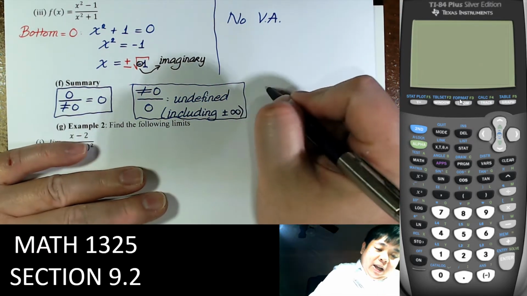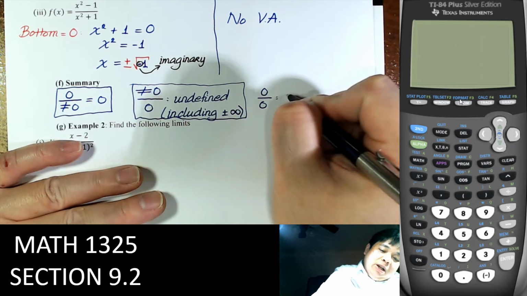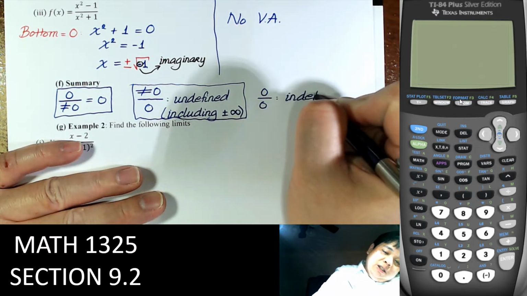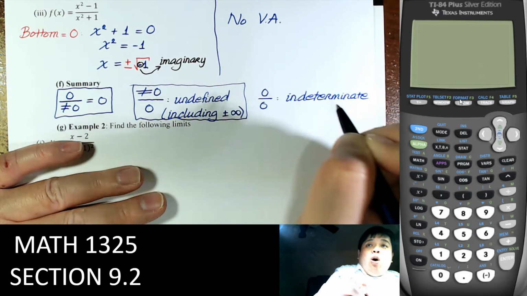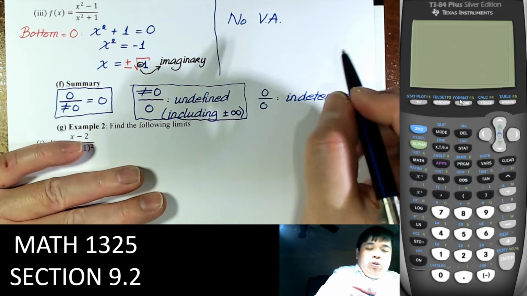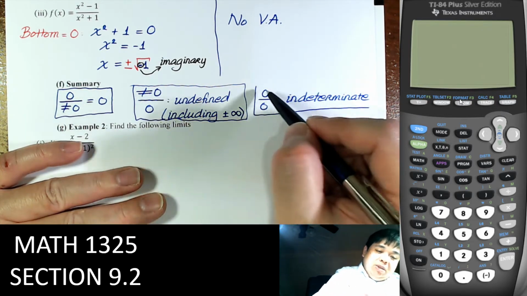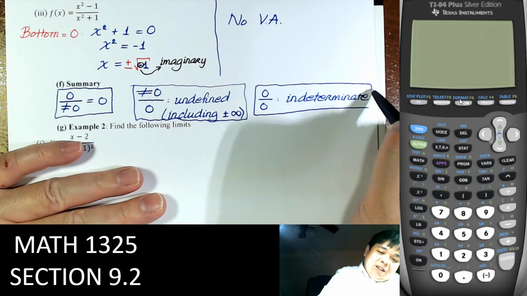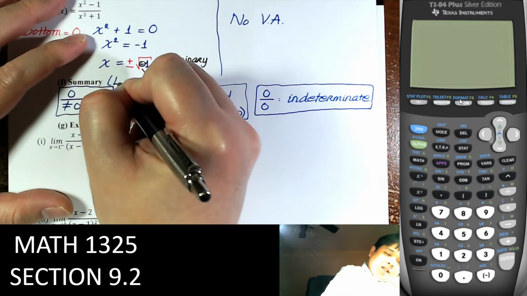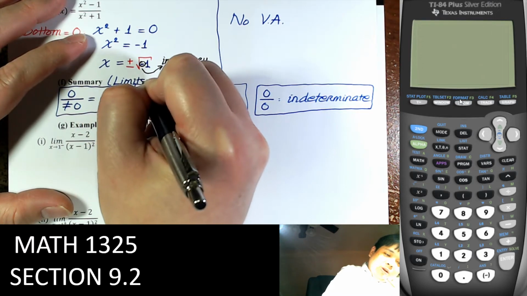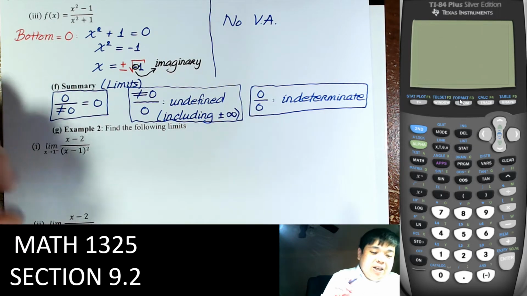Right. When we have 0 over 0, that will be indeterminate. If we talk about limit, or if we talk about the graph, it will be a hole. So all of this we're talking about is the limits, not in terms of function in general. We'll talk about limit. Limit of something that goes to 0 over 0, that's indeterminate.